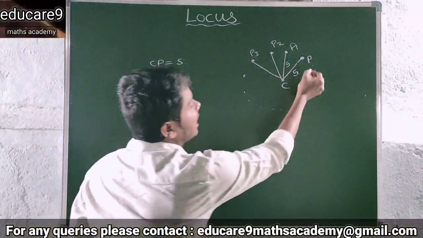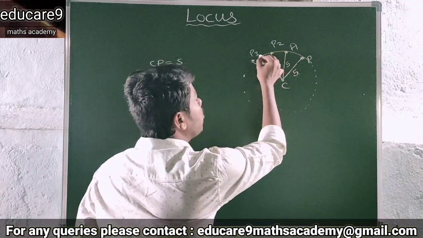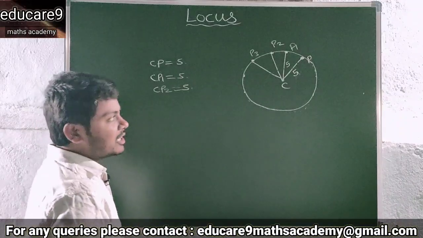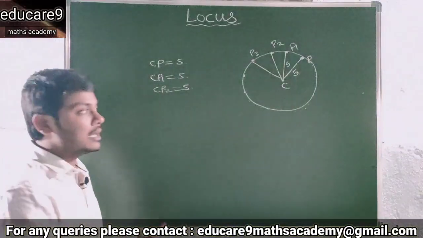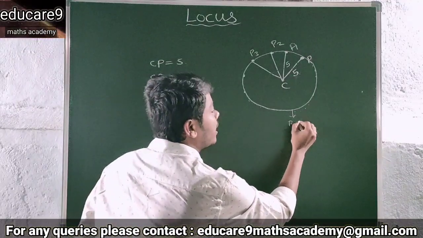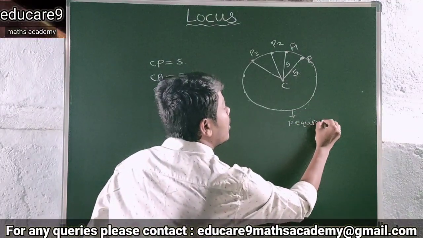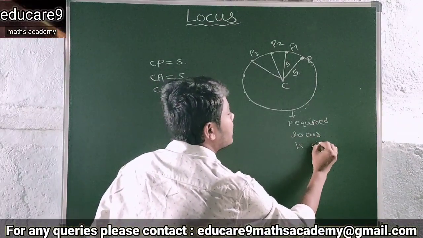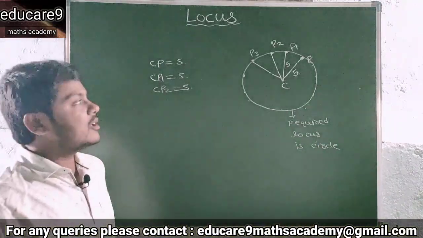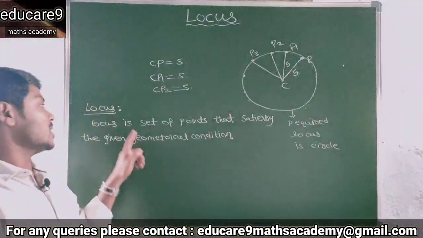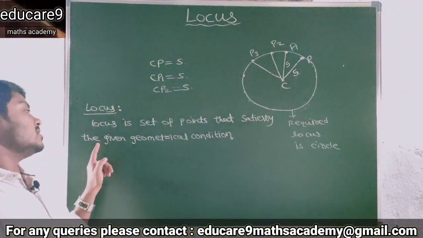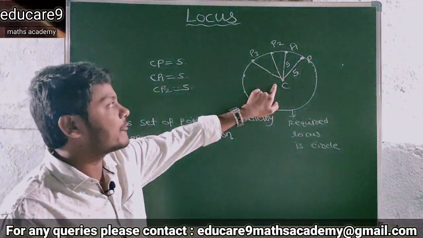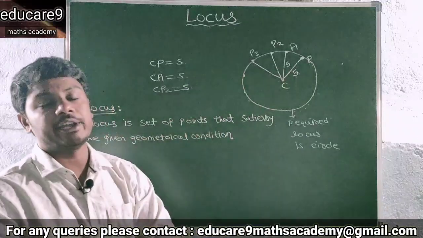So then the line joining these points is called the locus. So clearly the required locus is what? Circle. See here, the required locus is a circle. So clearly from this we can say that locus is the set of points that satisfies the given geometrical condition. So what is that geometrical condition? The distance from the fixed point to the variable point is 5 units.